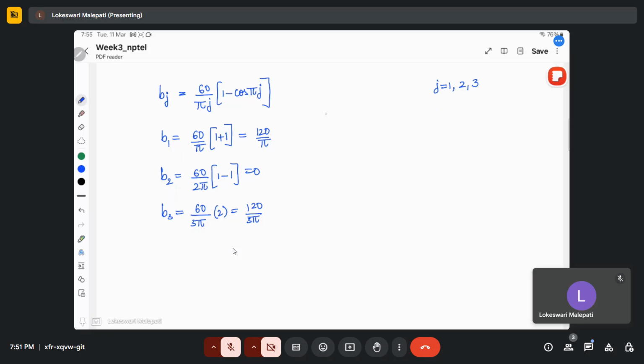So the three terms are, so p of t is equal to, we will be left with only the two terms, which is 120 by pi sine omega naught t, j is 1 for this term, plus 120 by 3 pi, or 40 by pi, sine 3 omega naught t. So this is the solution for the first part of the question.